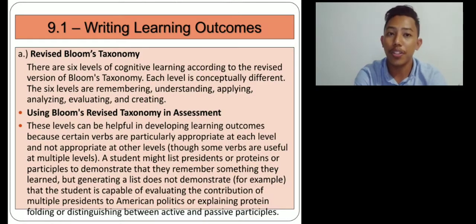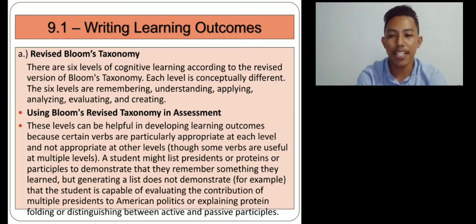So first we are going to talk about writing learning outcomes. In this video, we are to study three taxonomies. The first one here is the revised Bloom's taxonomy. So in Bloom's taxonomy, there are 6 levels of cognitive learning according to the revised version of Bloom's taxonomy. Each level is conceptually different. The 6 levels are remembering, understanding, applying, analyzing, evaluating, and creating.